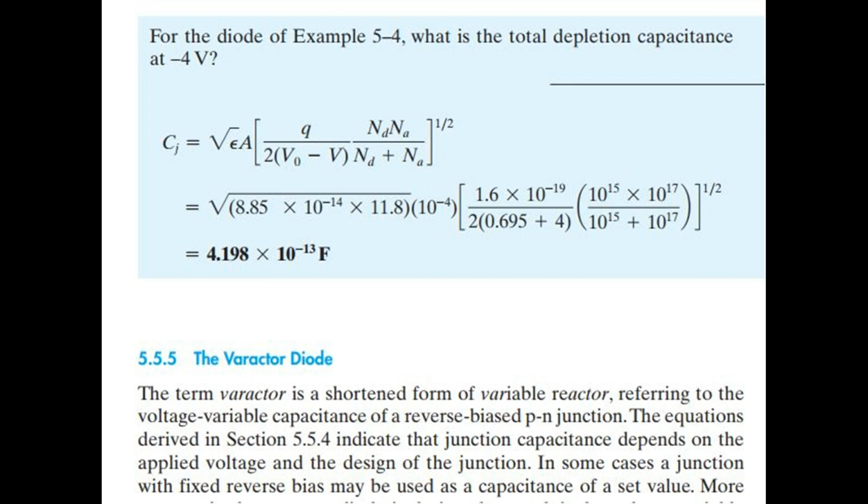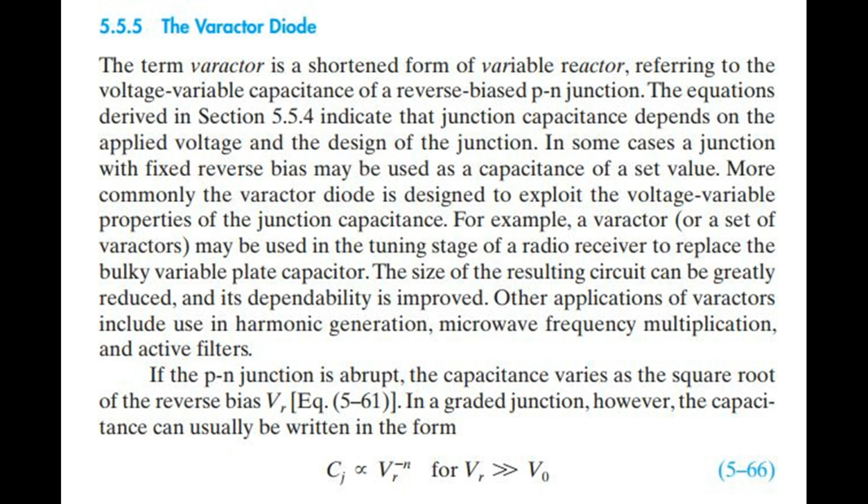The varactor diode. The term varactor is a shortened form of variable reactor, referring to the voltage variable capacitance of a reverse-biased PN junction. The equations derived in section 5.5.4 indicate that junction capacitance depends on the applied voltage and the design of the junction. In some cases, a junction with fixed reverse bias may be used as a capacitance of a set value. More commonly, the varactor diode is designed to exploit the voltage variable properties of the junction capacitance.